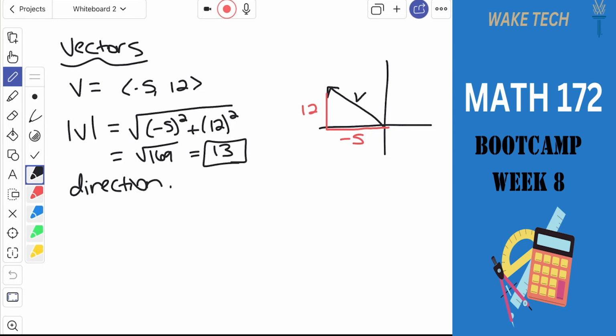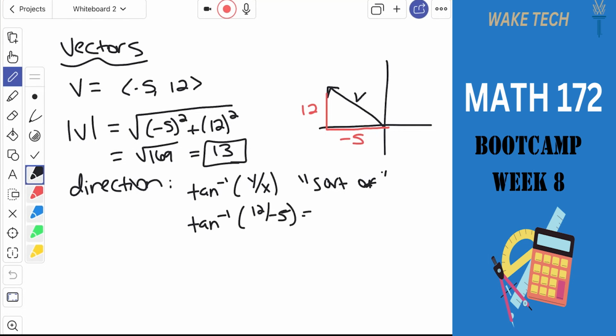The direction, what we said when this came up in class, was that we're going to use inverse tangent of y over x, but it's not only that we're using inverse tangent of y over x. What inverse tangent of y over x does is it gives us back an angle. Typically this will be in degree mode, so just to make sure, if you're going along with me, that your calculator is in degree mode. Inverse tangent of -12/5 gives us back -67.38 degrees.